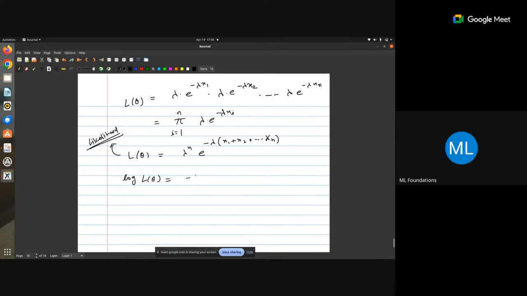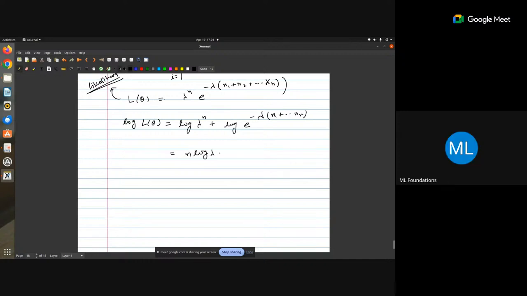So if I take the log, what will happen here? You have to take the log of everything. Log of A times B is log A plus log B. So the log of lambda to the power n plus the log of e to the power minus lambda times the sum x1 to xn. This becomes n log lambda, plus minus lambda times the sum of x1 plus x2 up to xn, and log e becomes 1.